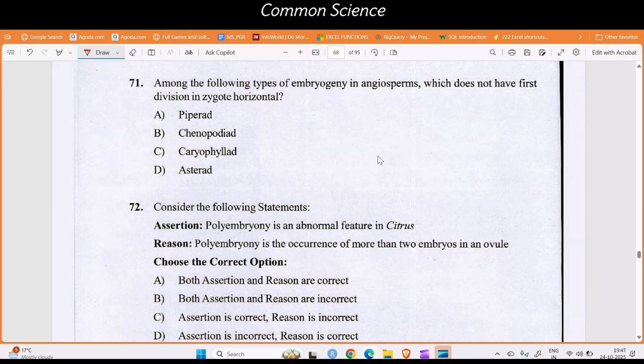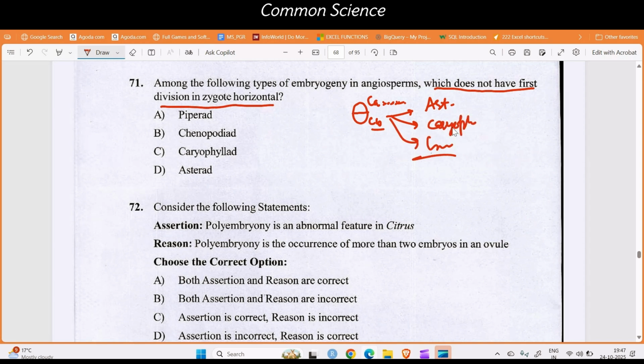You might have got confused here because the question asks which does not have the first division in the zygote horizontal. You may have learned about the types where the two-celled embryo has a CA and CB cell, and based on the division in this and the contribution of the basal cell to the formation of the embryo, we have different types like aster type, caryophyllad type, crucifer type, but there is this exception, and in all these cases the first division is horizontal.